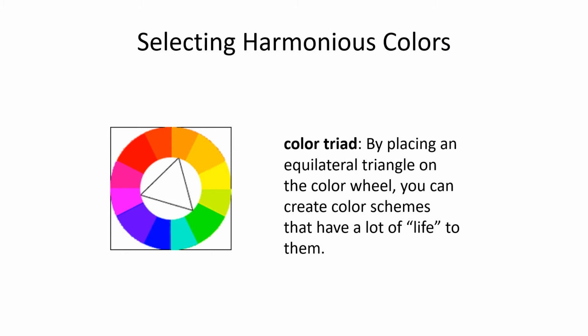A third way that you could utilize and look at this color wheel is by creating what we call a color triad. In other words, create an equilateral triangle on the color wheel, and you'll find that the triangle will point to three different colors. So they're not across from each other, they're not next to each other. Now they're in a very unique position in relation to each other in terms of this triangle. And if you do this, you can create color schemes that really have a lot of life to them, a lot of pop to them, and they work well together.